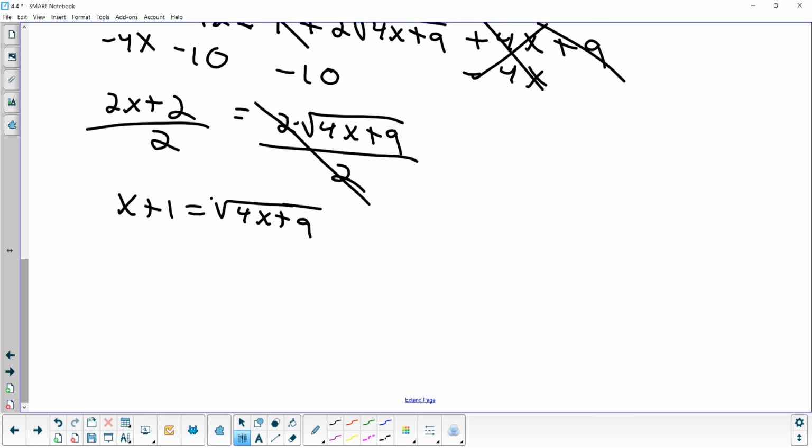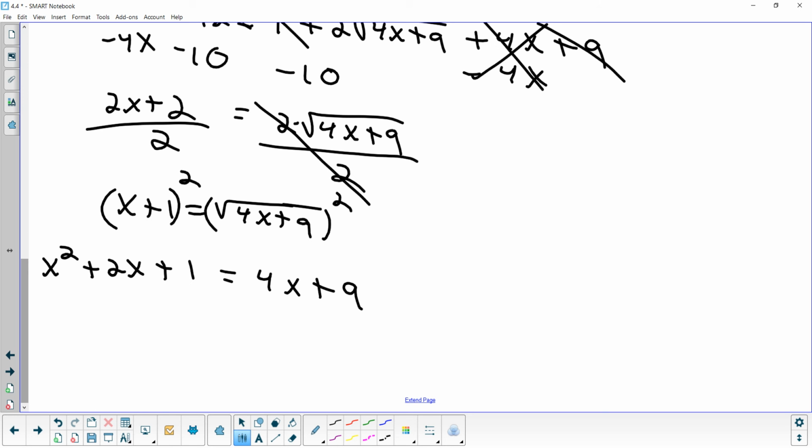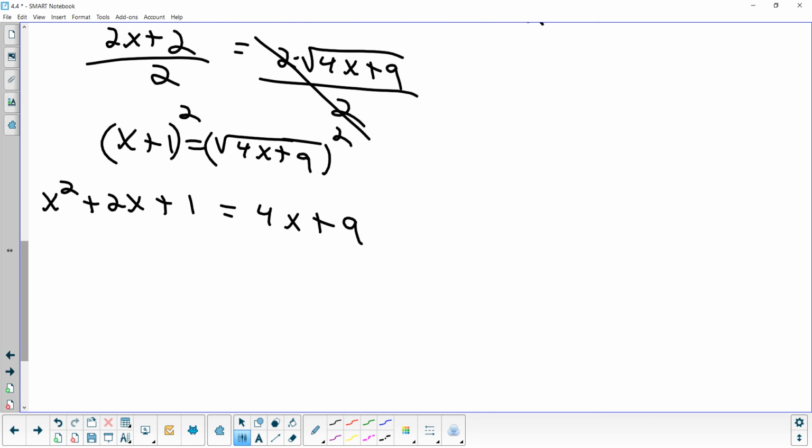When we square what's on the right, that's easy. How about when you square what's on the left? x squared plus 2x plus 1. Remember, that's a FOIL, okay? So x squared plus 2x plus 1. Now, what kind of equation do we have? Quadratic. Easy. Just set it equal to 0, and hopefully you can factor it. If you can't, use the quadratic formula.